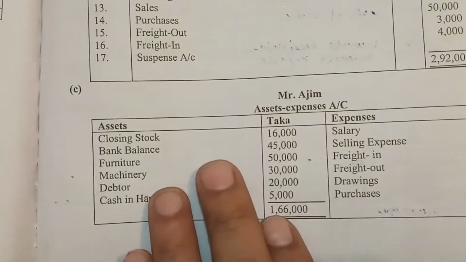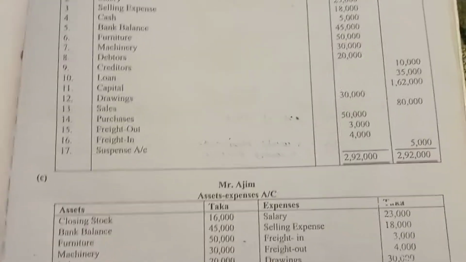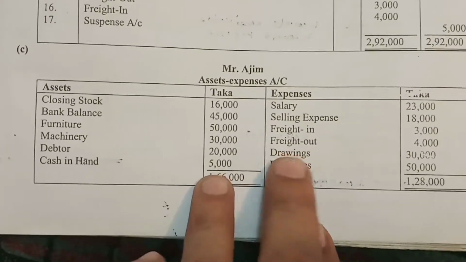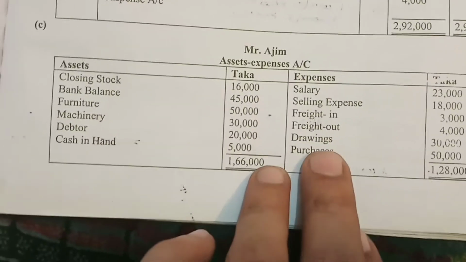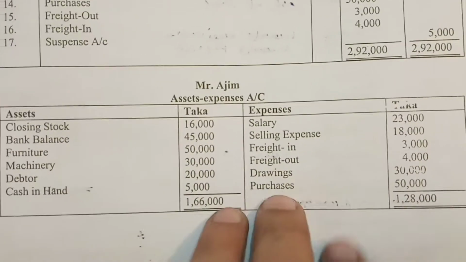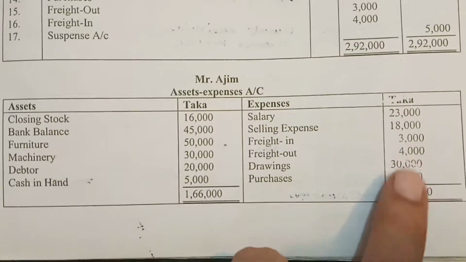Okay, now the next one in here, salaries, these are expenses. Selling expenses. Freight in, freight out, these are expenses. Drawing, also expenses, because you will lose your money, you will spend somewhere. And the last one, purchase, when you make a purchase, you have to pay. So these are all the expenses.